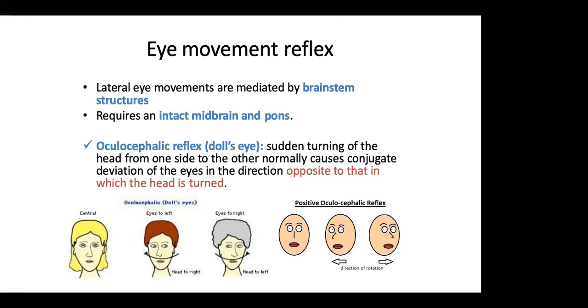So what is Doll's eye reflex? It also stands for oculocephalic reflex, in which the sudden turning of the head from one side to the other side normally causes deviation of the eyes to the opposite direction, as in the picture below. If the head is suddenly turned to the right, normally the eyes will turn to the left, which is the opposite side. So if this sign is abnormal, it is one of the increased ICP signs.